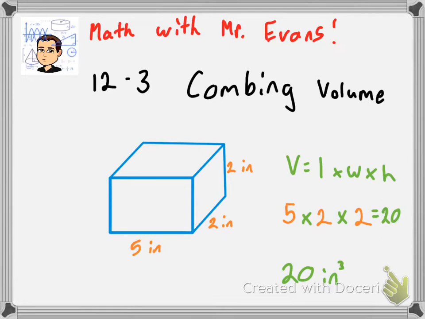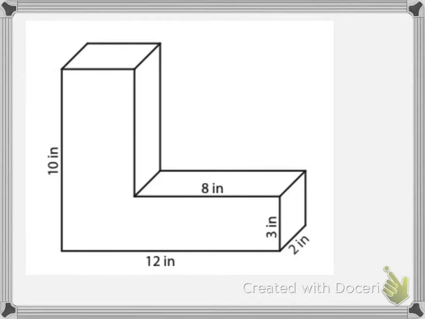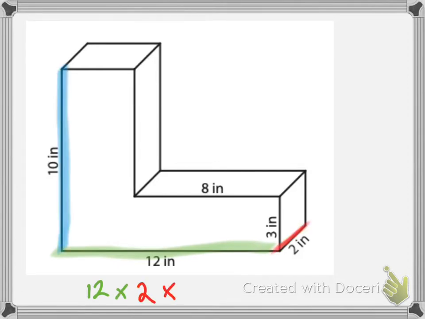So 20 inches cubed. Now, this is the formula for any rectangular shape, but what if I have a shape that looks like this? I know what you're thinking. You're thinking, I'm just going to do the length times the width, which is 2, times the height. Length times width times height, which is 10, right? This is what you're thinking.